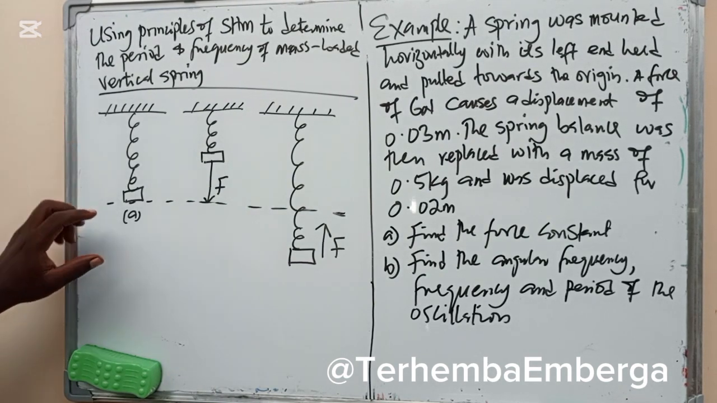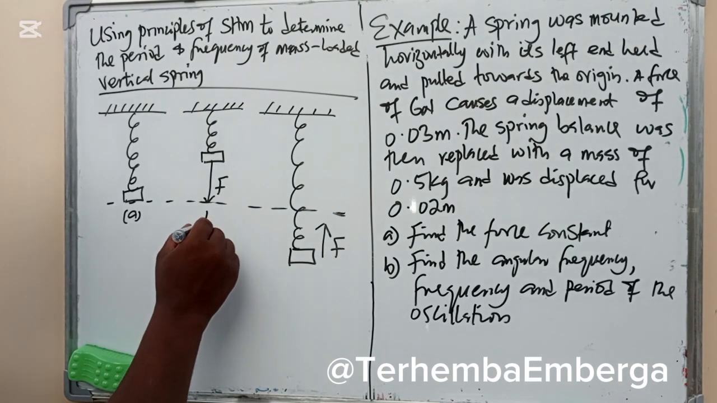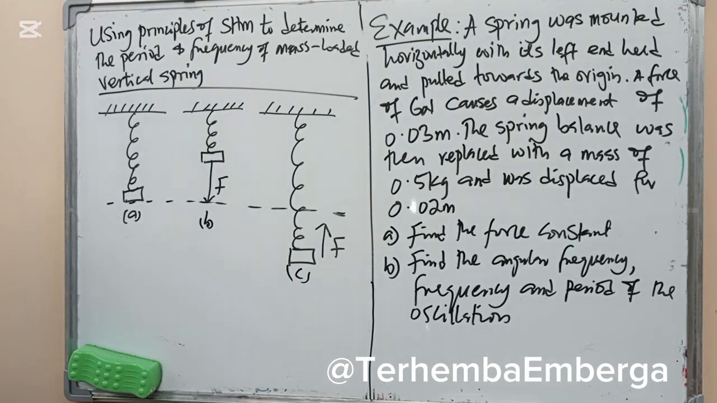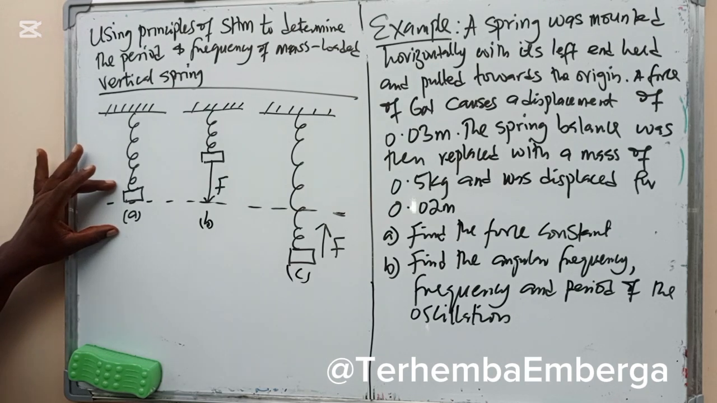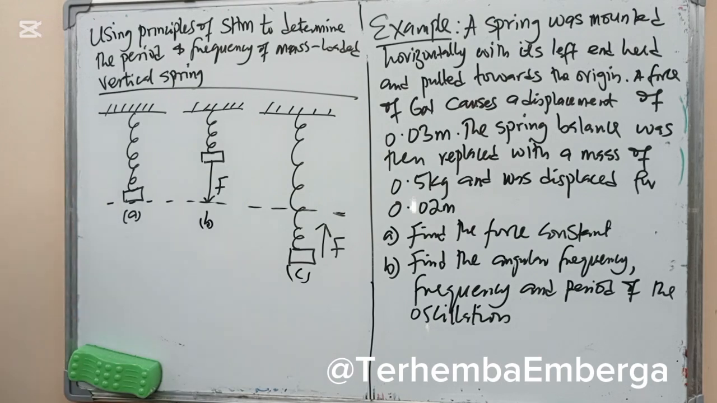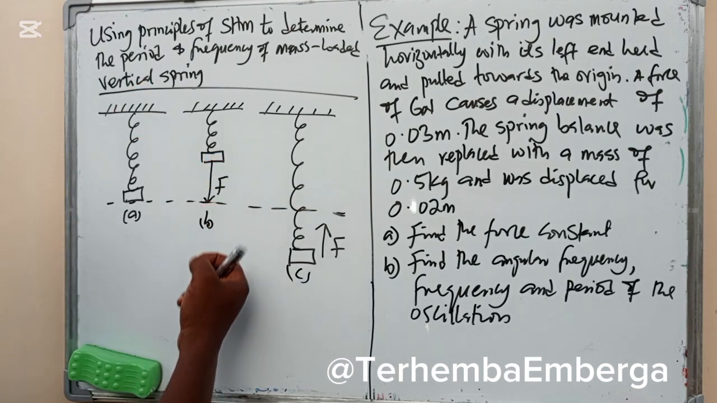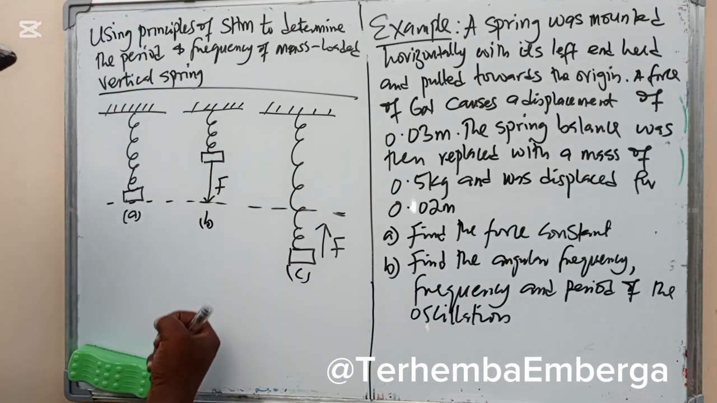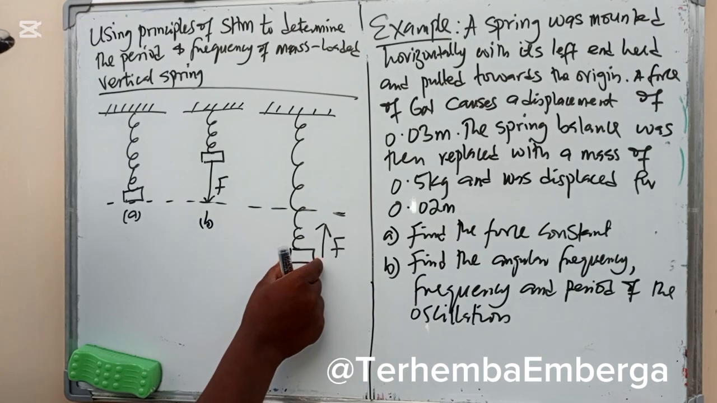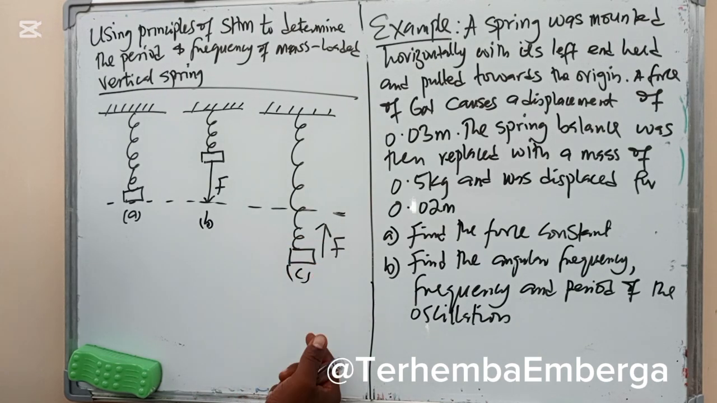So when you look at these three diagrams, diagram A, diagram B, and diagram C, position A shows when the body is not yet displaced, when it is in its equilibrium position or mean position. Then diagram B shows that if it is displaced and the mass is up, the restoring force is acting downward. And at the position where the mass is down, the restoring force is acting upward.